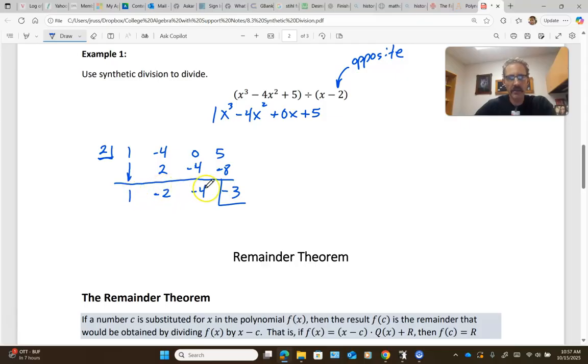Now I just need to come in and add my x's. These are the coefficients of my quotient. Okay. So it'll become 1x squared minus 2x minus 4, and you can say that the remainder is -3. Okay? So that's kind of how this process works. And we'll be using this process some more. We're actually going to use it here in a minute.